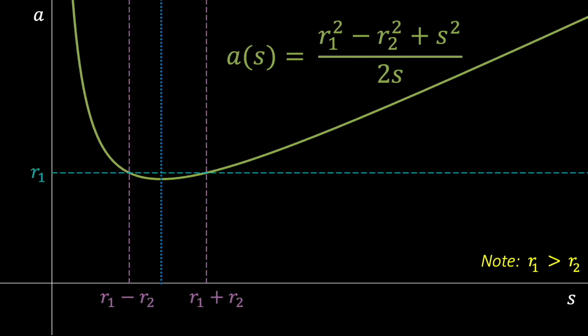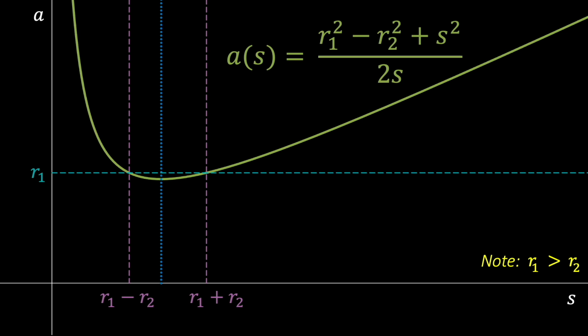Our second fact is that when A is less than R1, S-circle R1 and S-circle R2 intersect at 2 points. When A is equal to R1, the two circles intersect at 1 point, and when A is greater than R1, the circles don't intersect. Now, A of S is equal to R1 for either S equal to R1 minus R2 or S equal to R1 plus R2, which you can verify yourself using the A of S expression above. Now, we have 6 cases.